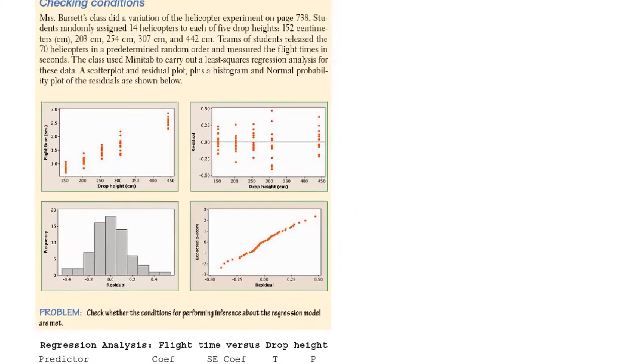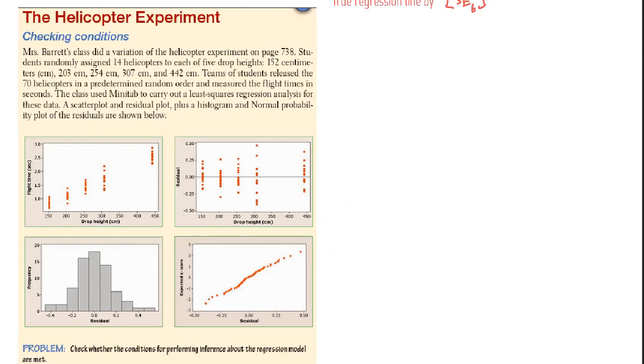So, okay. Are the conditions for inference met? I scrolled up a little bit because we need to start checking conditions. So now we're just going to trust our new thing, LINER. Okay, actually real quick before I do that, this is the scatter plot. Note that we only dropped them from 5 different heights, 14 helicopters to each. So that's why all the dots are on top of each other. So that's the scatter plot.